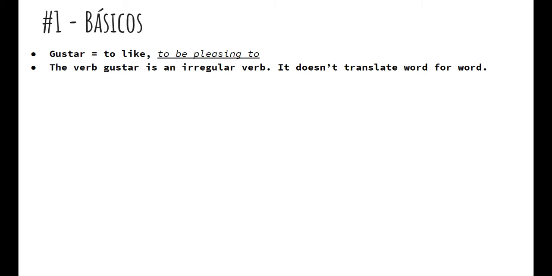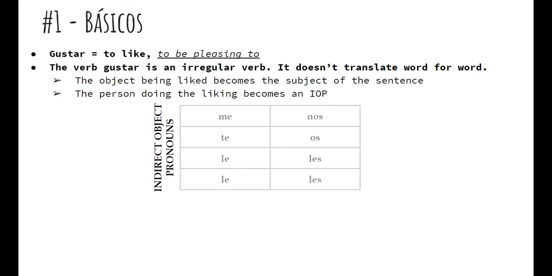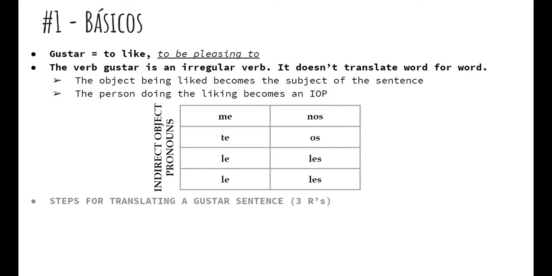So the verb gustar is an irregular verb, as in it doesn't translate word for word. The conjugations would be normal, but how it's used is not, and so therefore not a word-for-word translation. So the object being liked becomes the subject of the sentence, and the person doing the liking becomes an indirect object pronoun, which is a little bit weird. You'll see how that works here in a minute. But the indirect object pronouns are these. We've got me, te, le, nos, os, les, les.